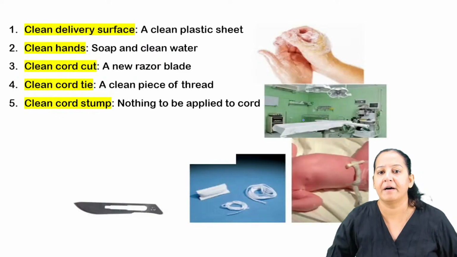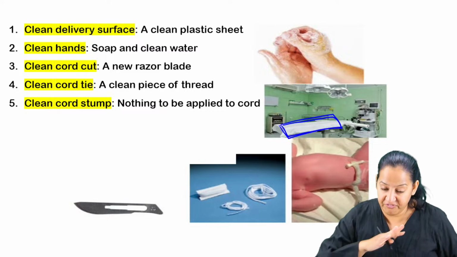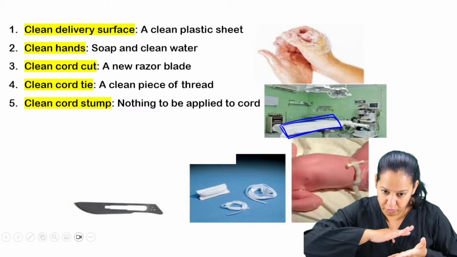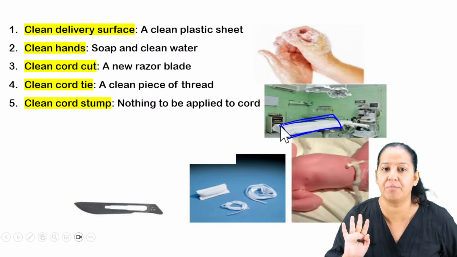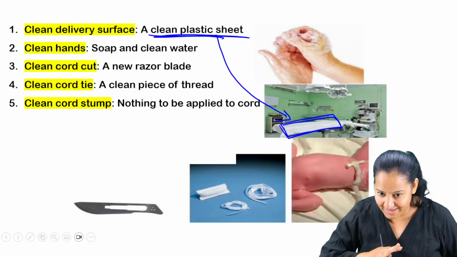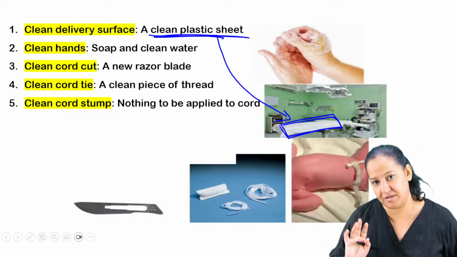There should be a clean delivery surface. So the lady will lie on a surface. First you take a sterile new disposable sheet and ask the lady to lie down on that sheet. Every time a new sheet should be opened, a new clean plastic sheet on the bed on which you will ask the lady to lie down for delivery. So clean surface should be there, number one.